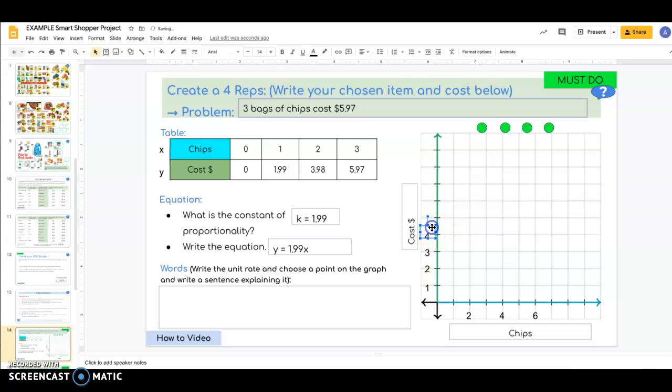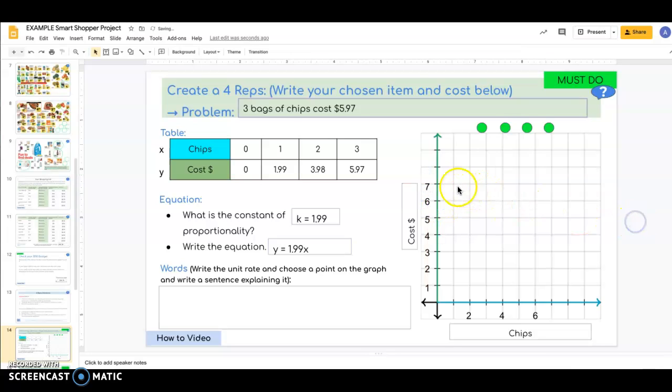So again, you can label it however you would like. If your number goes up to 20 and you want to label it by 5s, by counting by fives, you can also do that. Remember that you can always ask me for help if you're not sure how to label your graph. All right, so I'm going to stop there.